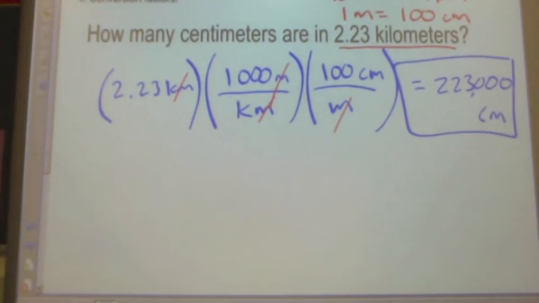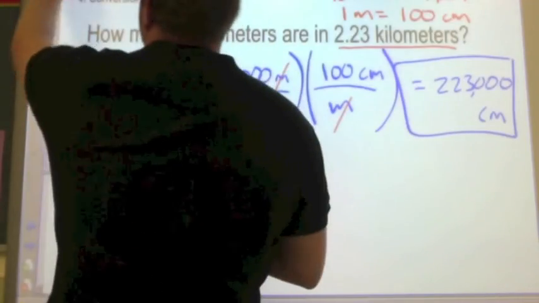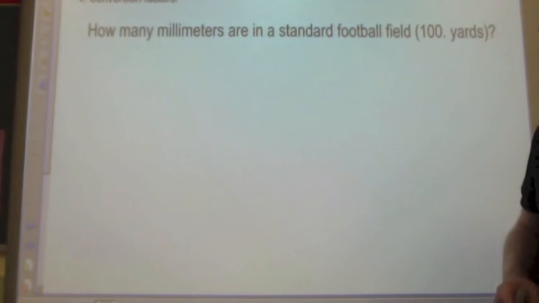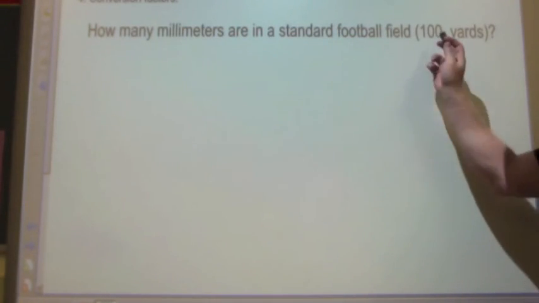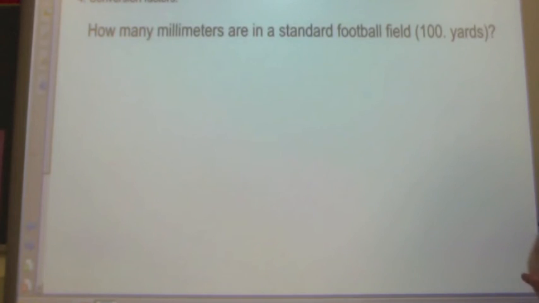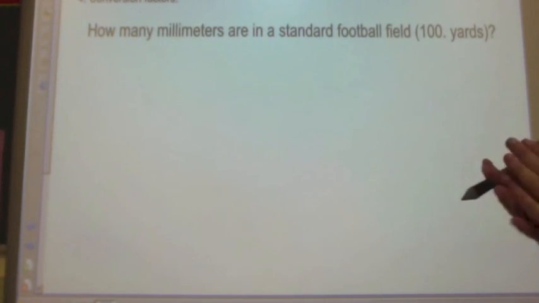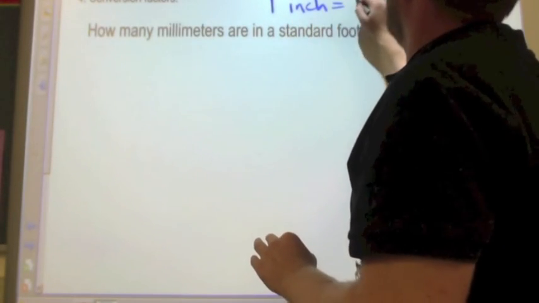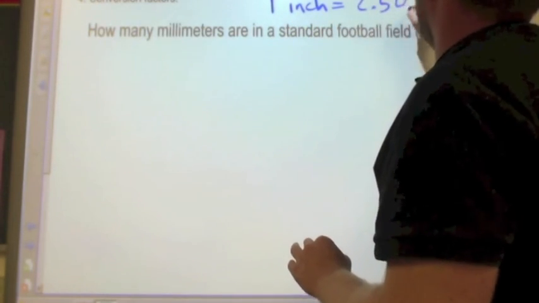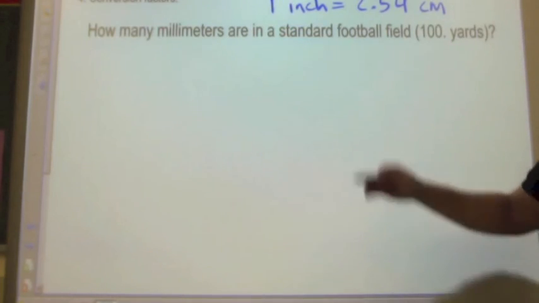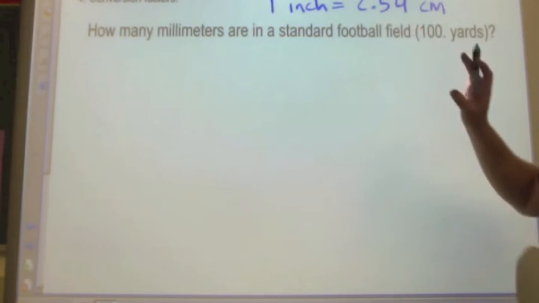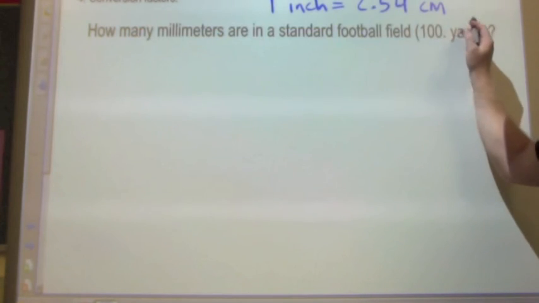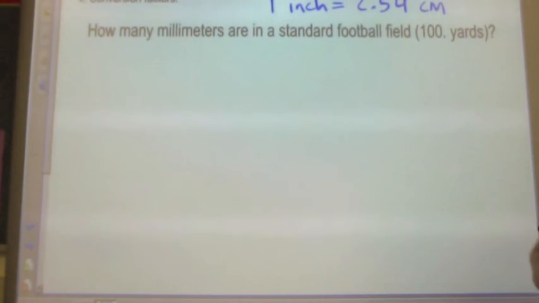All right. Next example. How many millimeters are in a standard football field? 100 yards. Okay. There's one conversion that I ask my students to memorize. I suggest all students memorize it. It's very common. And that's going to be 1 inch equals 2.54 centimeters. Now, this is what we consider an exact measurement. So we're not limited to 3 sig figs here. Don't use that to limit yourself in sig figs.